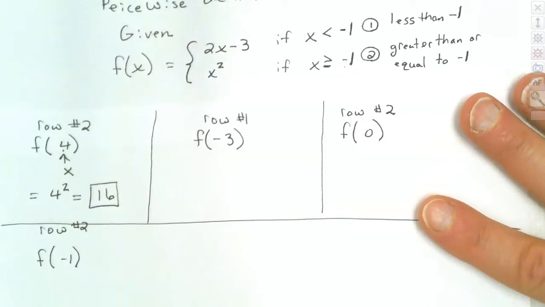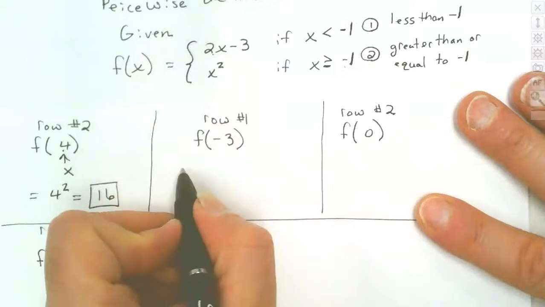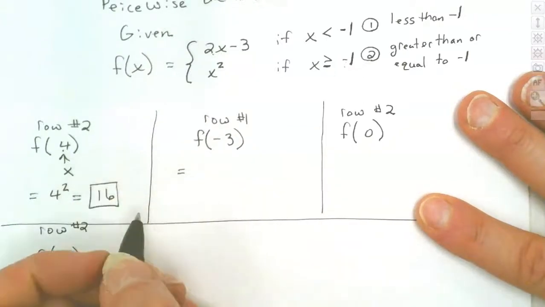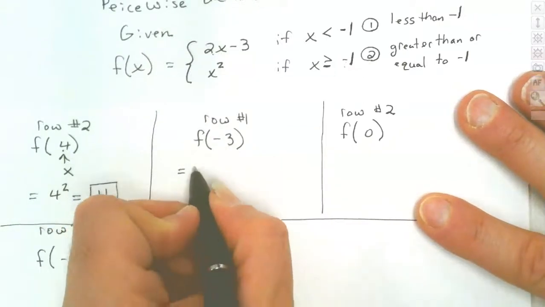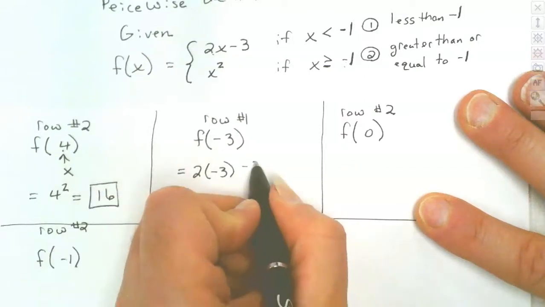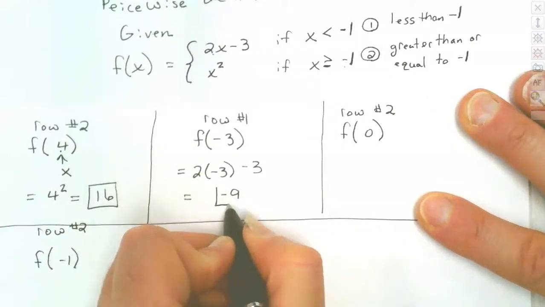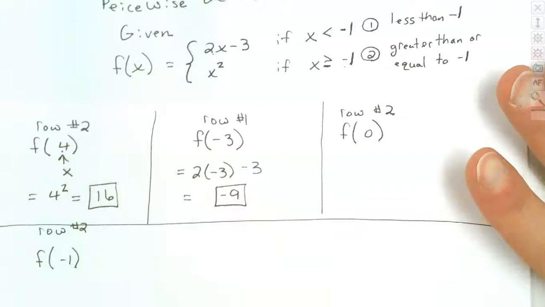What about negative 3? Well, negative 3 is in row 1, and that is 2x minus 3. So what would that be if I plug that negative 3 in? That would be 2 times negative 3 minus 3, which breaks down to give you negative 9.